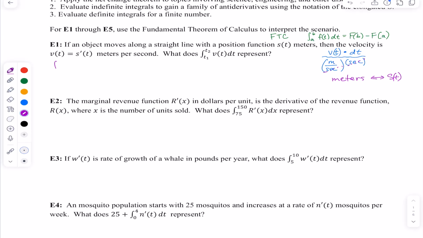Another way to interpret this is simply rewrite this definite integral and substitute what you know. We know the velocity function is the derivative of the position function. Now, by the Fundamental Theorem of Calculus, this must be the net change of the position on the interval from t1 to t2.